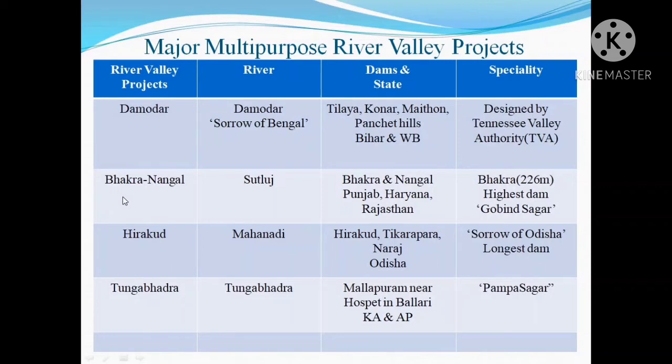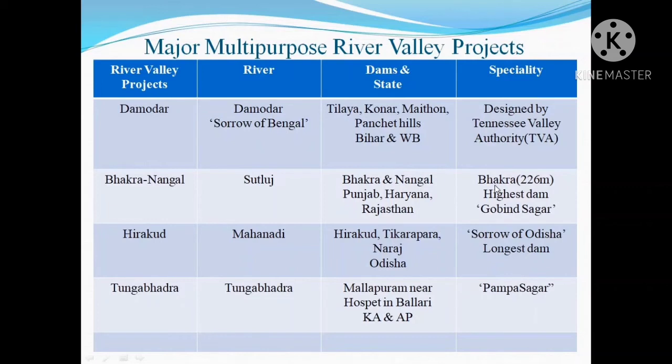And the next one, Bhakra Nangal project. This is the Bhakra Nangal in Punjab across river Satluj. And dams were constructed at the places Bhakra and Nangal in different places, Himachal Pradesh. So Punjab, Haryana and Rajasthan, the joint venture of these three states together, they are getting benefit from this.